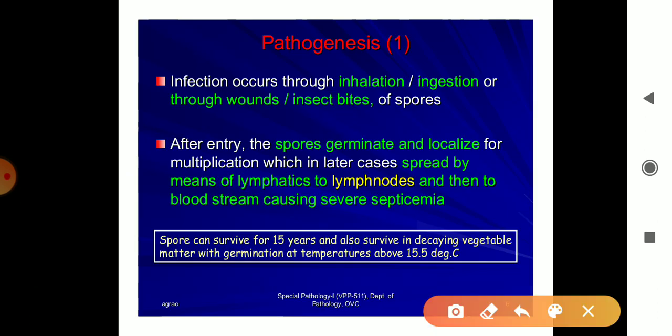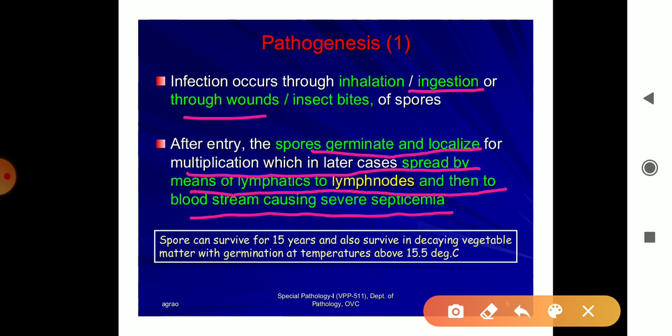Coming to the pathogenesis, infection occurs through inhalation, meaning through the air, ingestion, meaning through feed material, and through wounds, abrasions, or any cuts on the body, through which you might get the anthrax organism. After entry, these spores germinate because it is a spore-forming organism, and localize for multiplication, which later spreads through the lymph nodes and then to the bloodstream causing severe septicemia, meaning there is a high load of bacterial concentration in the blood, and finally this causes toxemia.